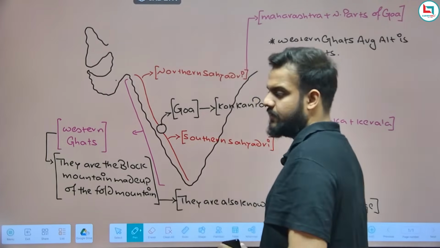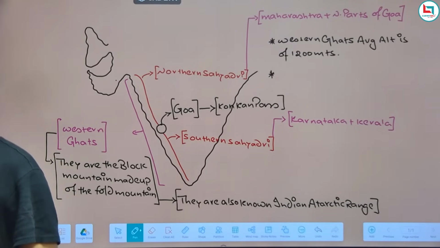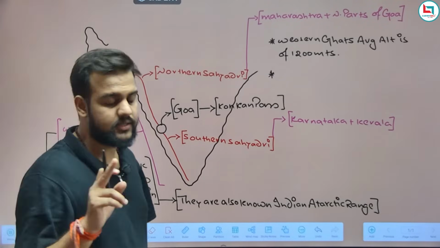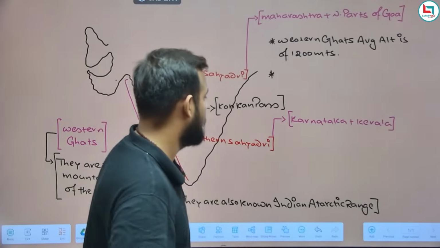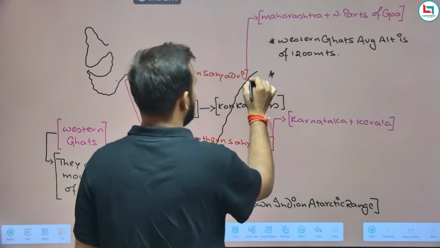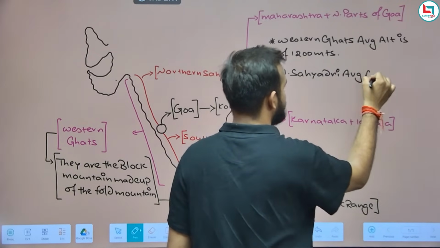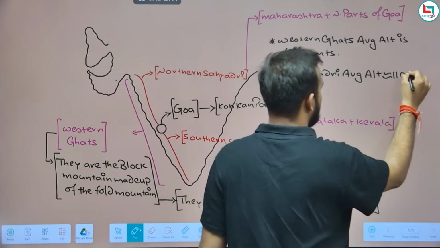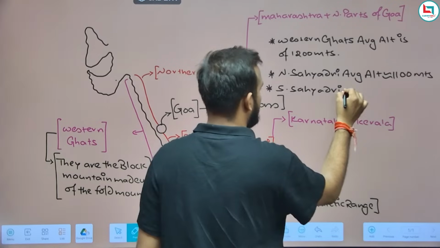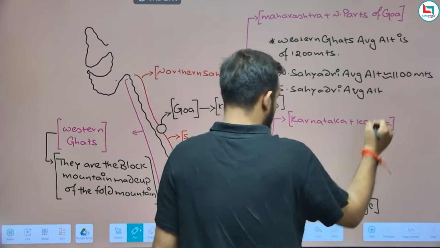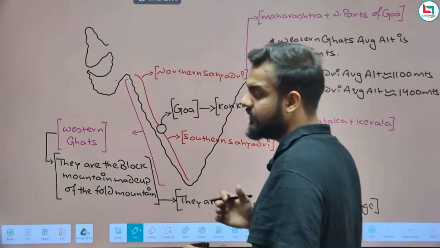The next thing we need to understand about the Sahyadri is that the northern Sahyadri's average altitude is 1100 meters and the southern Sahyadri has an average altitude of 1400 meters. It means that the southern Sahyadri is higher than the northern Sahyadri.